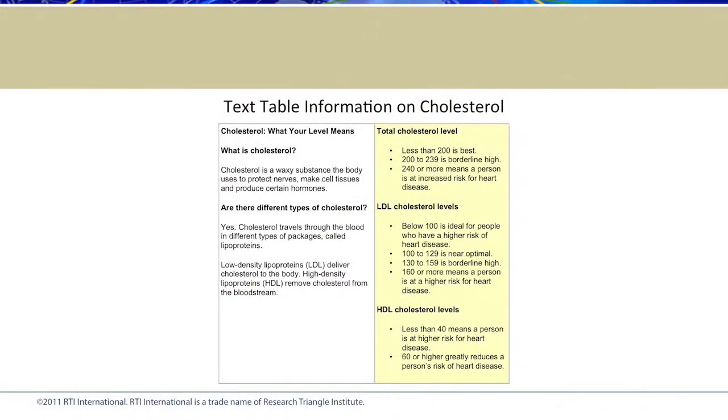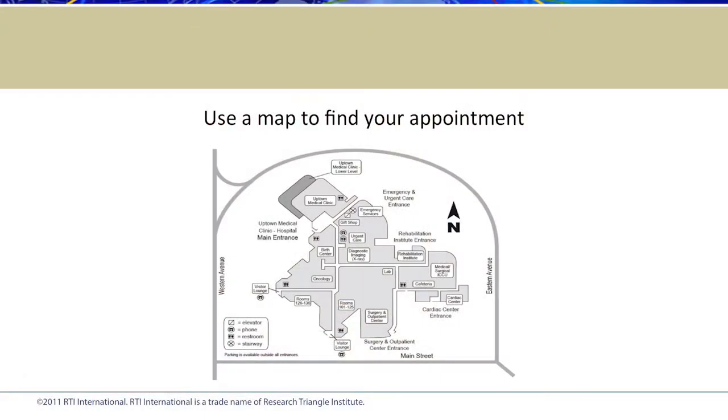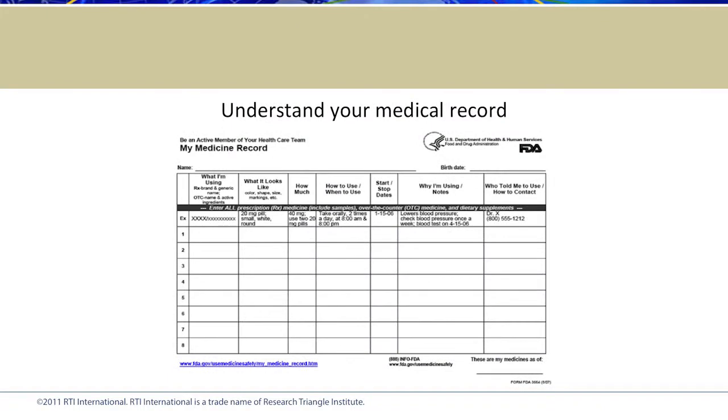So here are some of the stimuli. We have this table with information on cholesterol, and then after that there are some questions in terms of people's interpretation of that table. Here's one that I particularly like. Can you read a map? Can you get to your appointment? We ask questions about how to use the map to get to the appointment. Here's one, a medical record. Can you understand your medical record? Can you answer questions based upon the medical record?